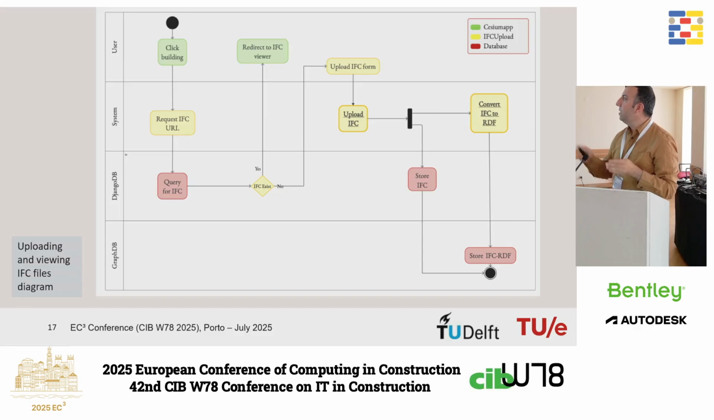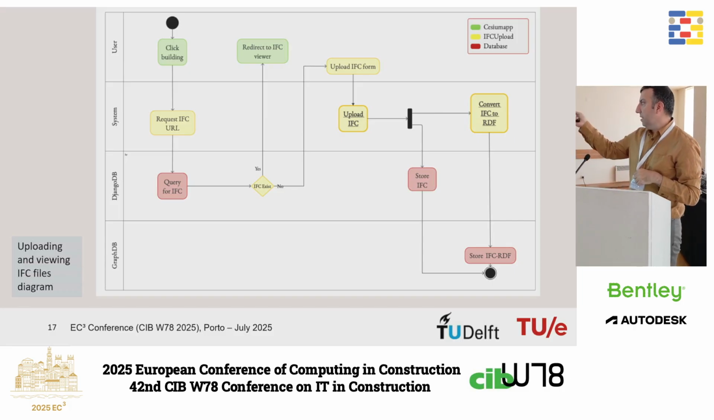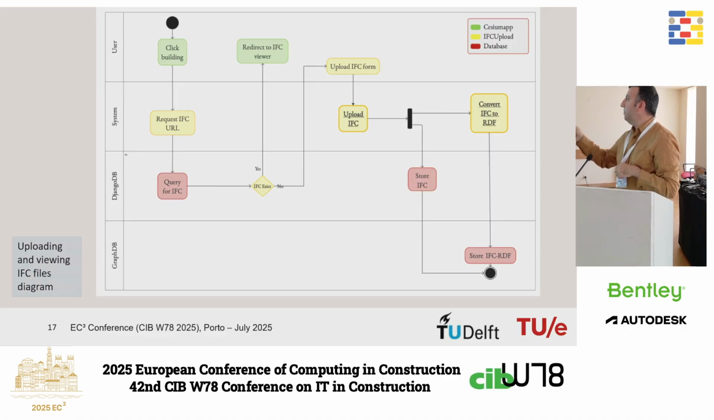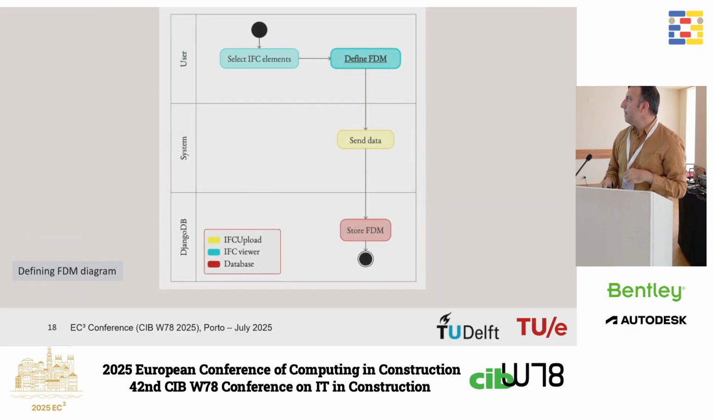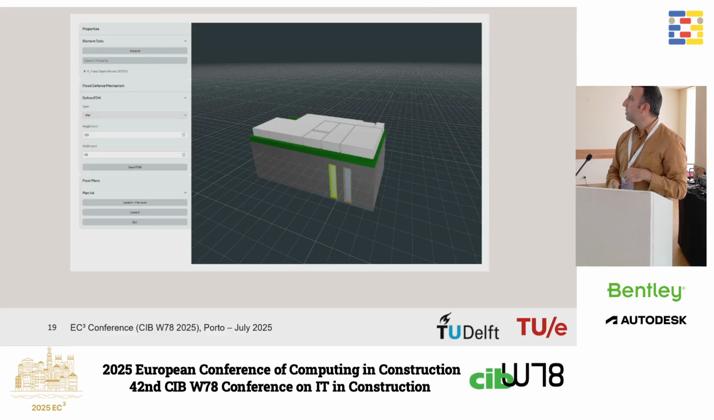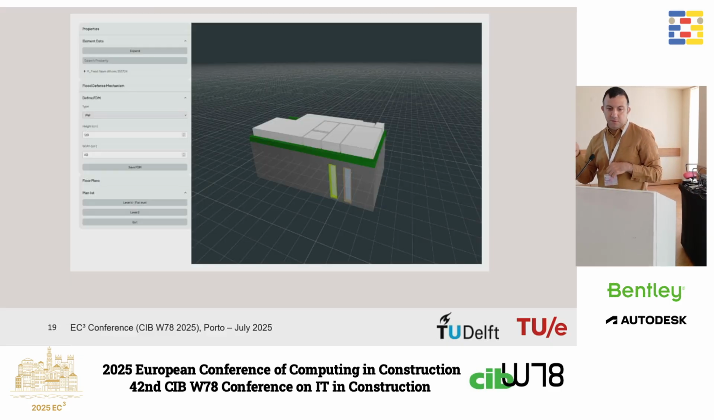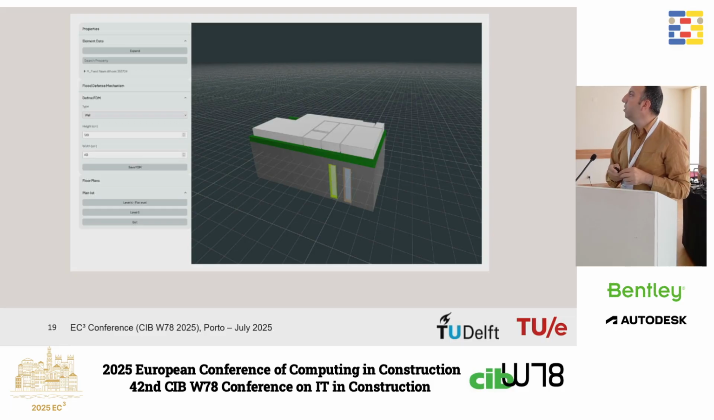This is how you upload and view IFC. You can click the building and check if IFC exists. If it does not, you can upload it, and it's stored in DjangoDB, and also converted into IFC RDF. This is for defining FDM. You can go to the IFC viewer, so it looks like this. And you can select the building element and mark it as FDM.